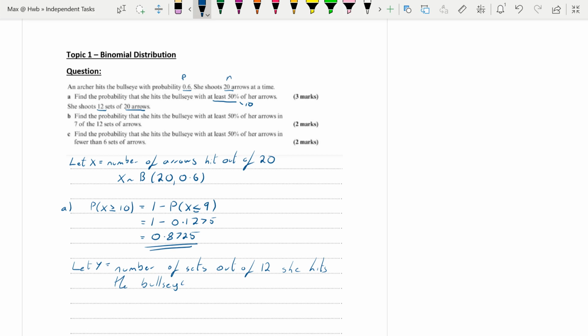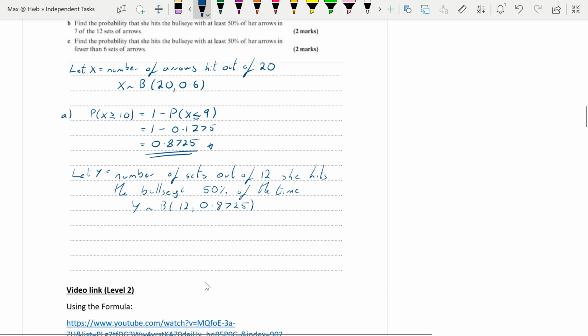50% of the time. Okay, so I can write my new distribution. Y is going to be, again, binomially distributed, 12, and the probability is going to be the probability I found here. Okay, because that's the probability that she does hit it 50% of the time in one set. So that's what my probability is going to be for every set now.